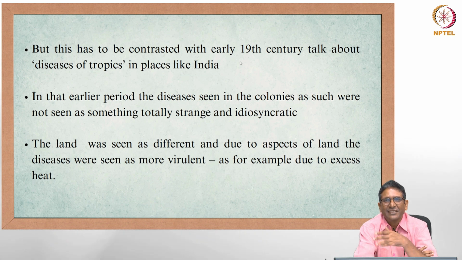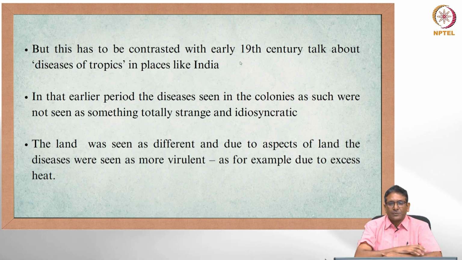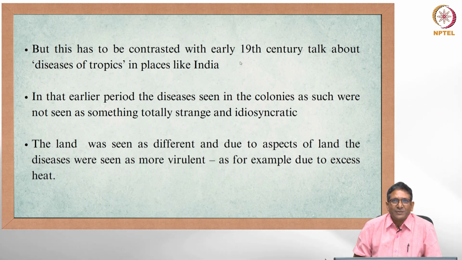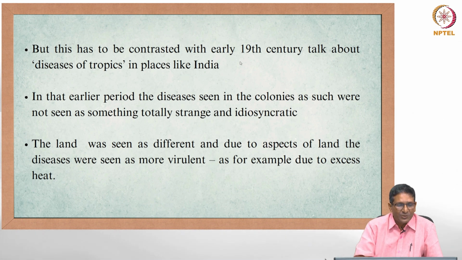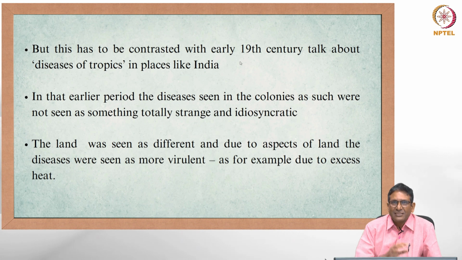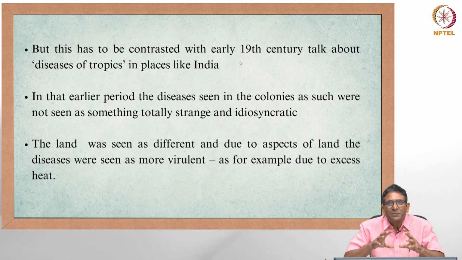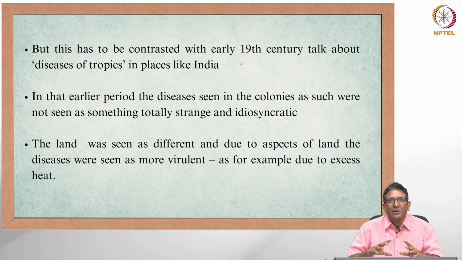So, in that period, say in 1805, 1810, in the early part of the 19th century, the diseases in the colonies were not seen as something strange or belonging only to that particular place, very peculiar, idiosyncratic to that place. So, what they saw as different was the land and certain aspects of the land, certain climatic aspects, for instance, the heat, because of which the disease was seen to be present and pronounced in a particular virulent way.